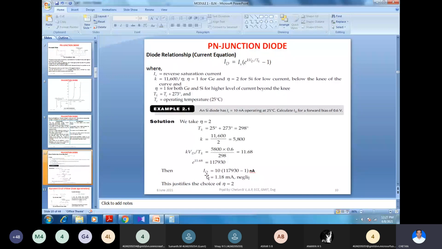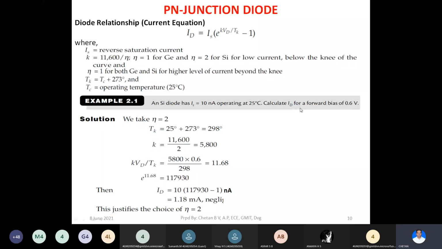I hope it is solved in the second class video, ELN class 2 video. This is the problem. A silicon diode has IS 10 nanoampere operating at 25 degrees centigrade. Calculate ID for forward bias of 0.6 volt. So we have to essentially use this current equation, which is capital ID equals IS into e to the power of Vd divided by ηVT, minus 1. So using this equation, we can calculate the value of ID. It has been discussed in ELN class 2. You can watch that video and get the explanation for that.